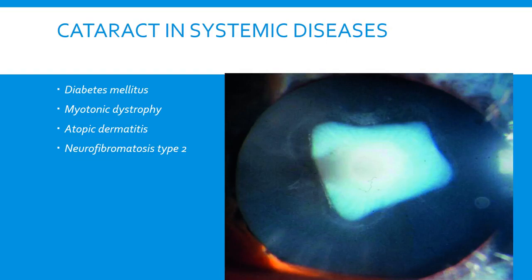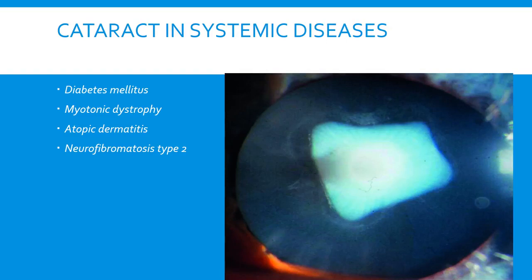Myotonic dystrophy is also one of the systemic associations of cataracts. About 90% of patients develop visually innocuous fine cortical opacities in the third decade, which evolve into visually disabling posterior subcapsular opacities.